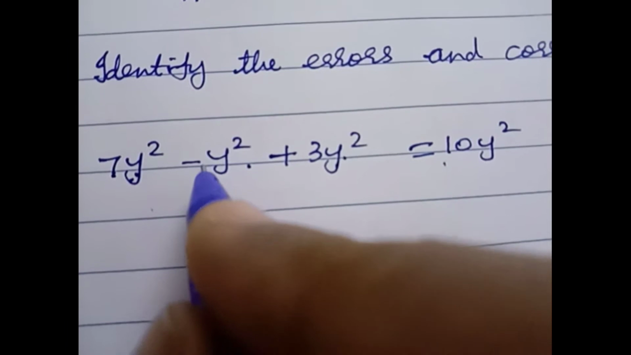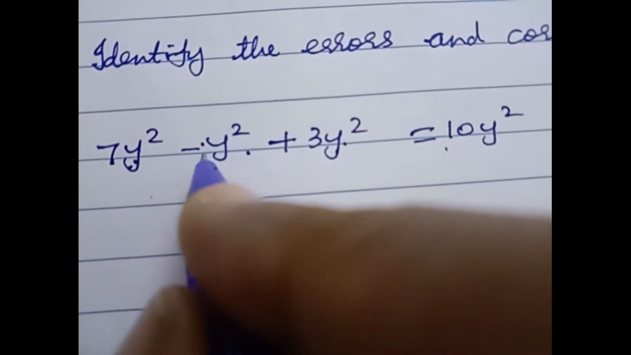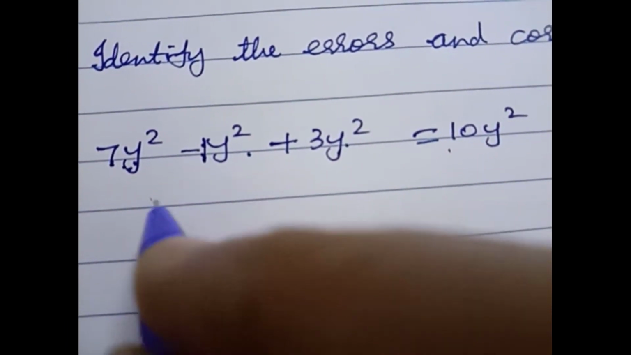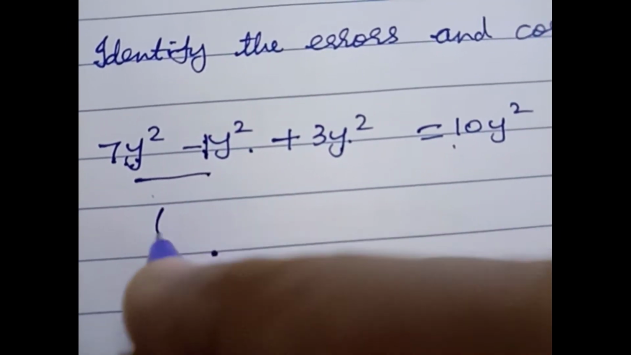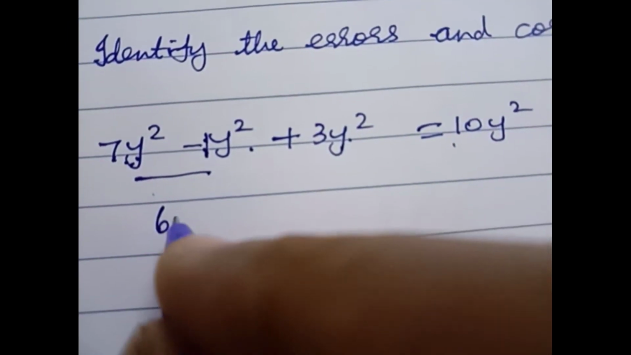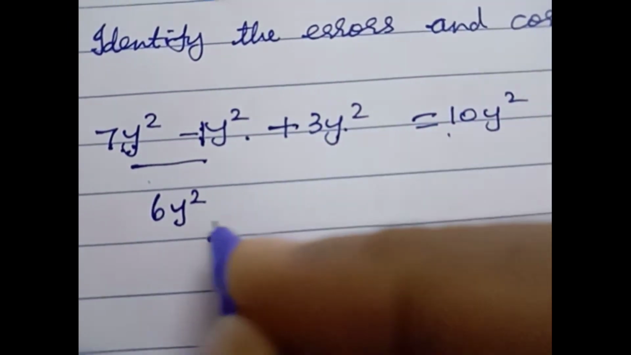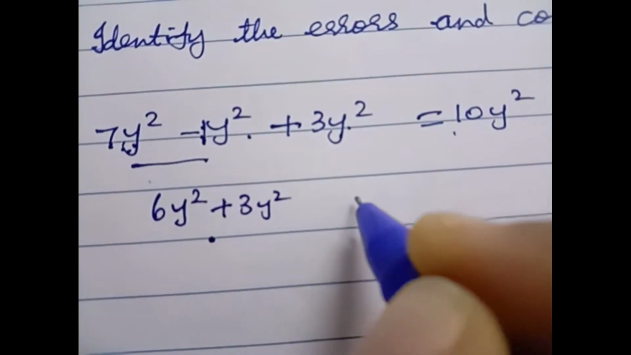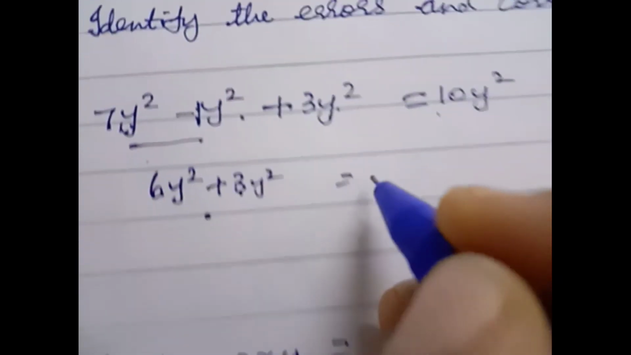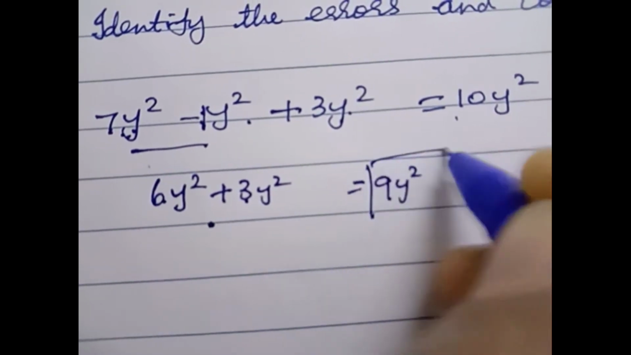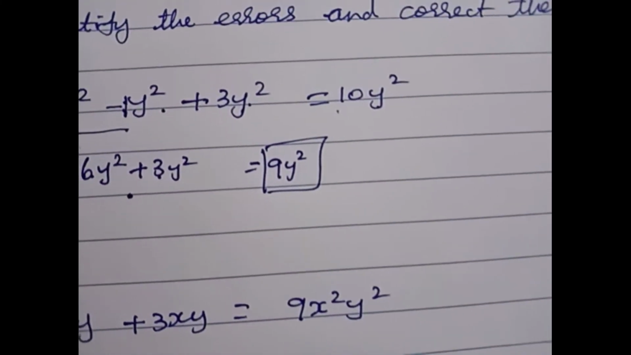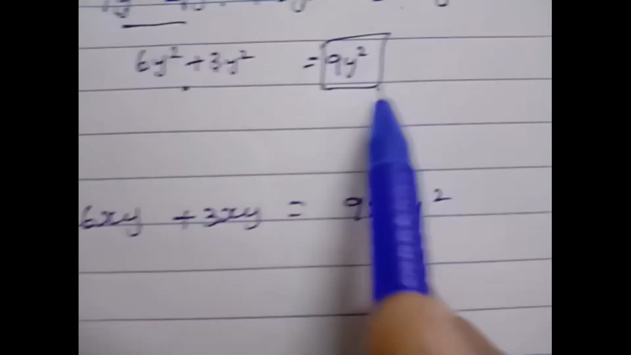So you can simplify. 7 minus, if no number is there, you have to assume as 1. So 7 minus 1 is 6. 6y square plus 3y square, which is equal to 6 plus 3 is 9y square. But here they given as 10y square, which is wrong. Your correct answer is 9y square.